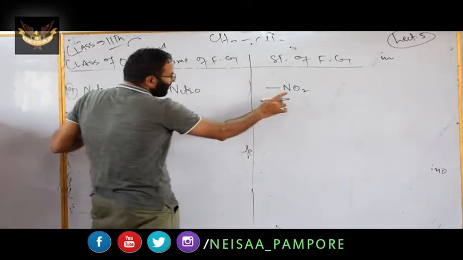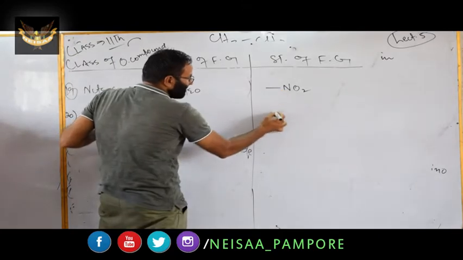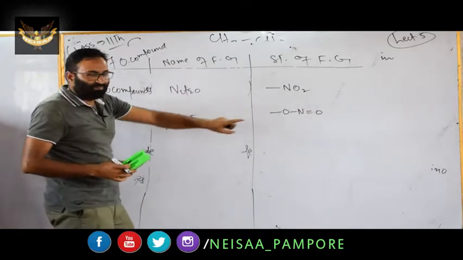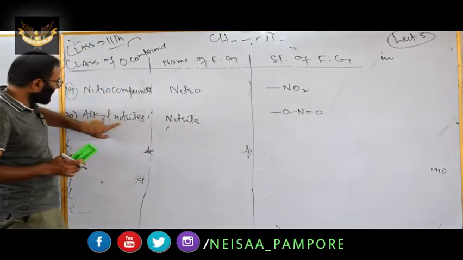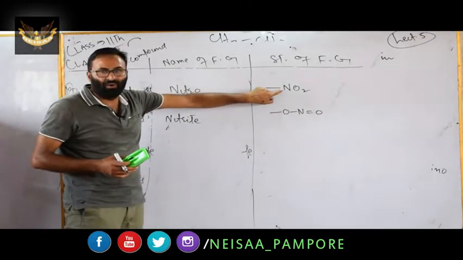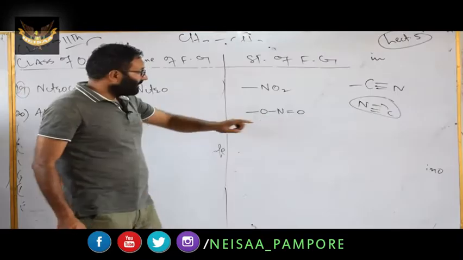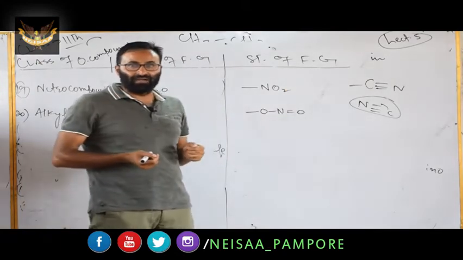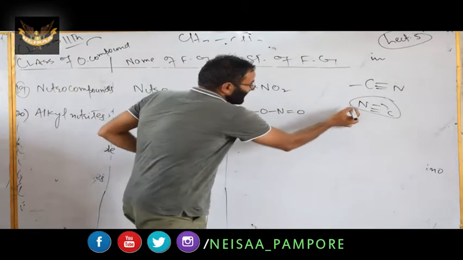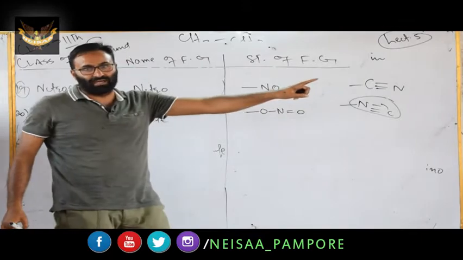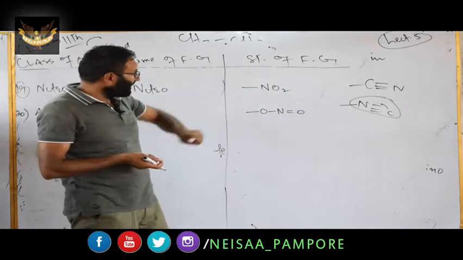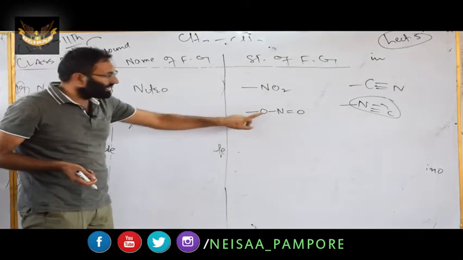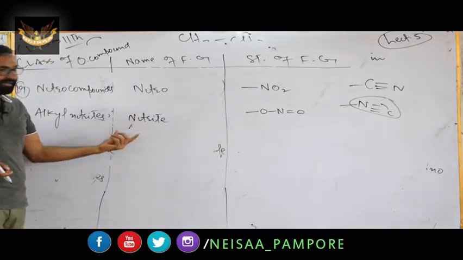But in the functional group, instead of nitrogen, oxygen forms the bond. When oxygen forms the bond, it becomes nitrite. When nitrogen forms the bond, it becomes nitro. Just like if carbon is attached, it is cyanide, but if nitrogen is attached, it is isocyanide. Same way, if nitrogen is attached, it is a nitro compound. If oxygen is attached, it is an alkyl nitrite.